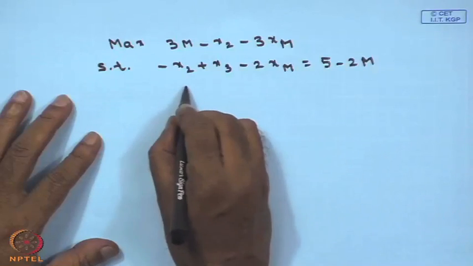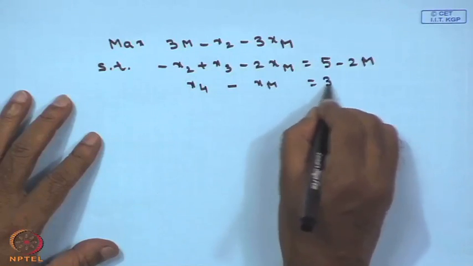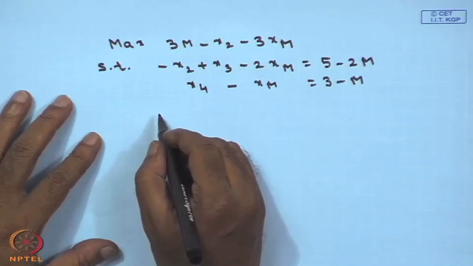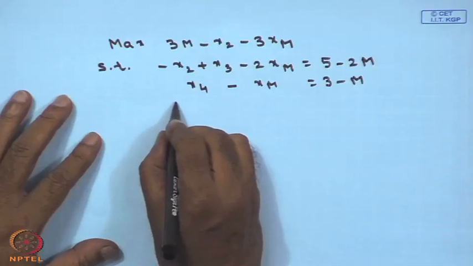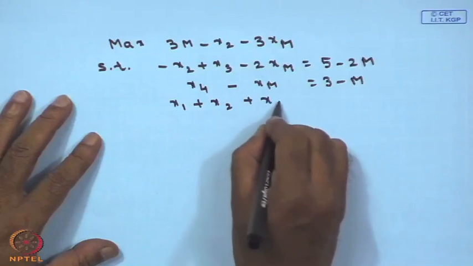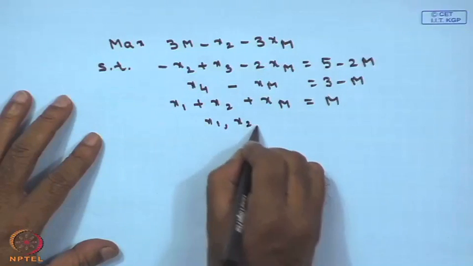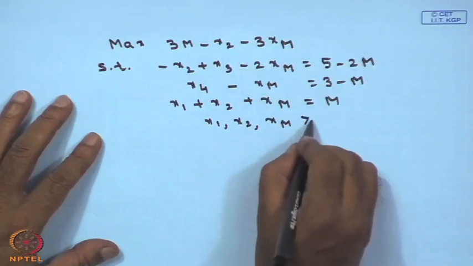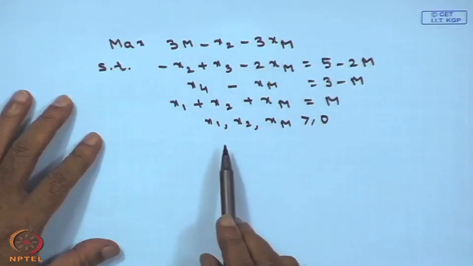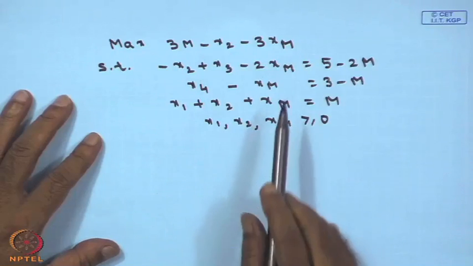The next one will be x4 minus xm, this equals 3 minus m, and also you have to add the new artificial constraint here, that is x1 plus x2 plus xm equals m, where x1, x2 and xm are all greater than or equal to 0. So, now your modified problem becomes this one, where you have used one artificial constraint.